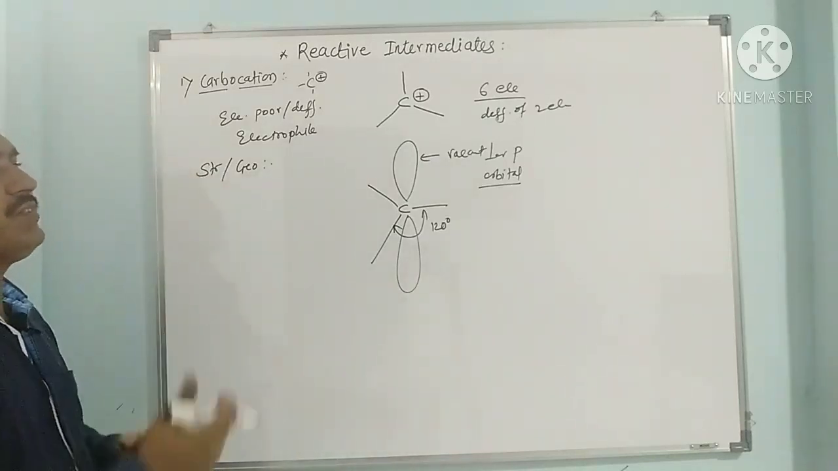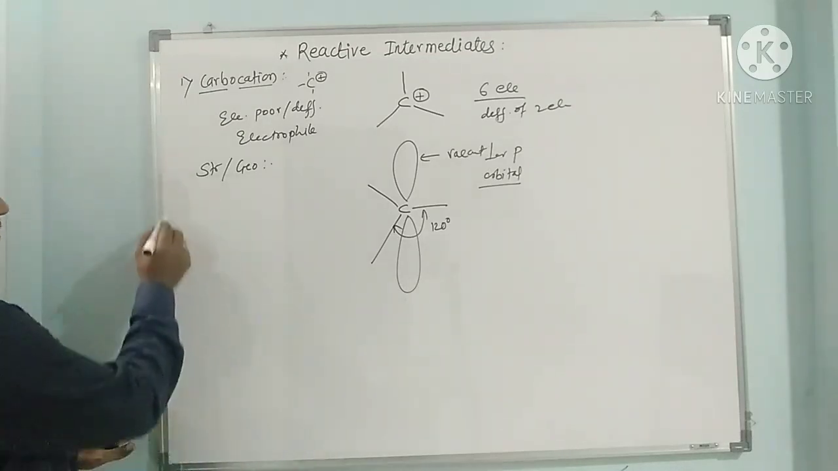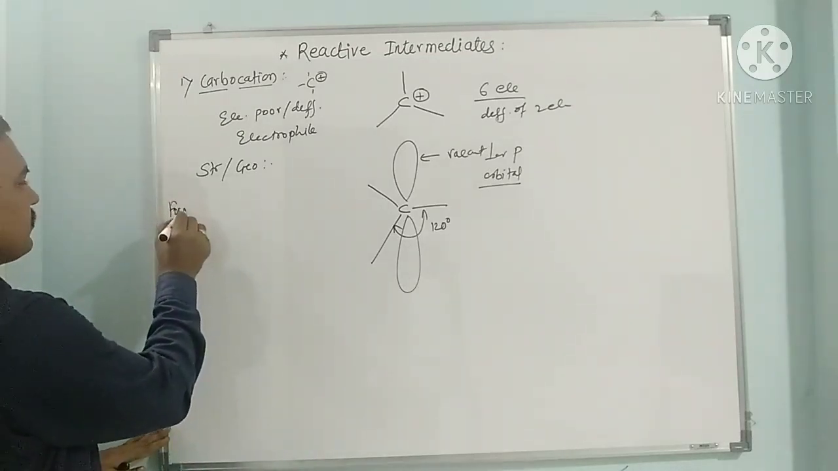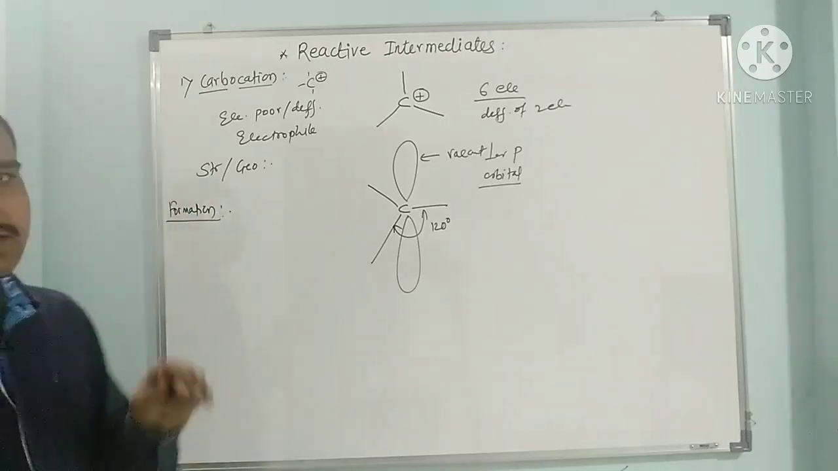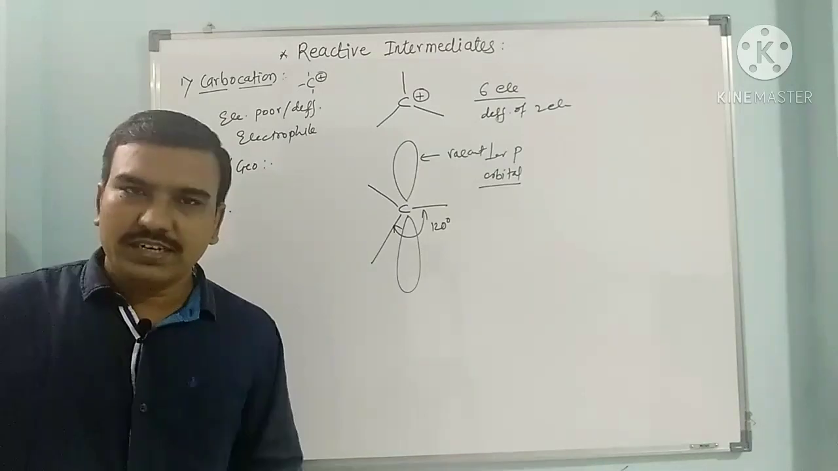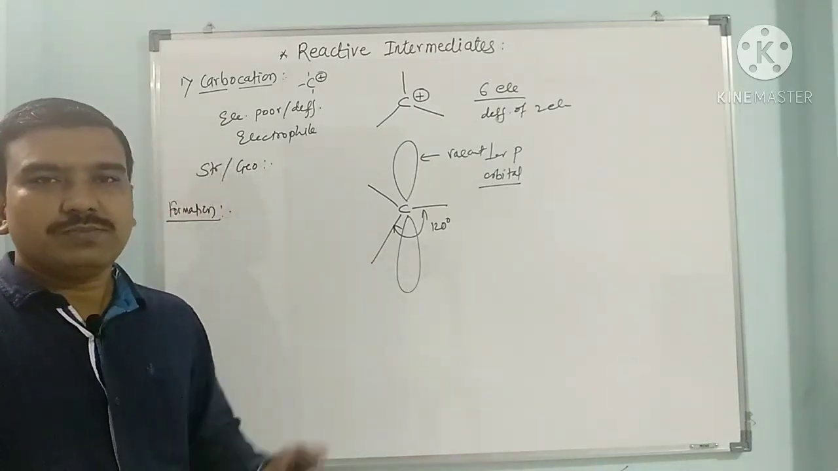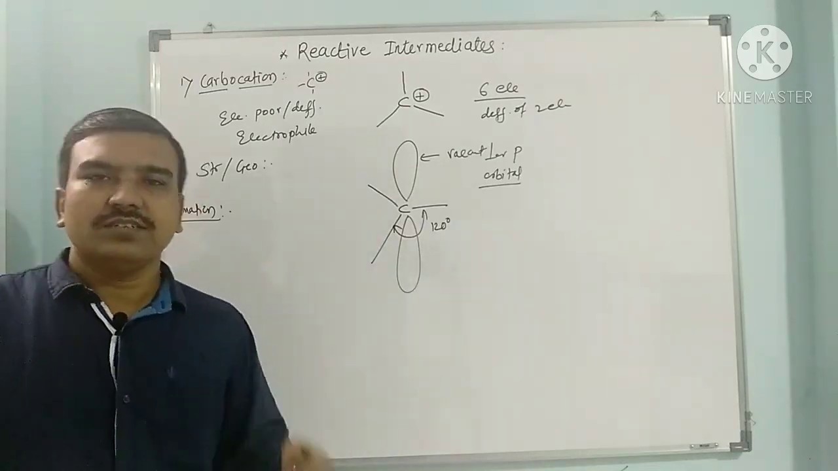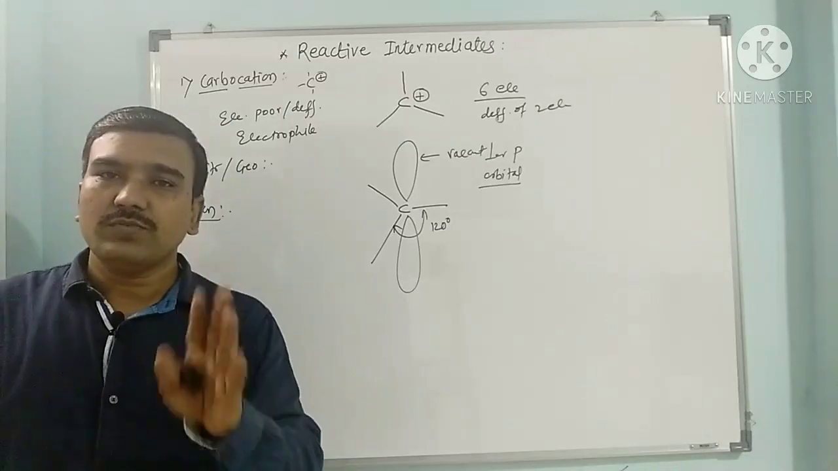Now how does the carbocation form? Carbocation can be formed by using different reactions. So this is the formation of carbocation. Carbocation is formed from alkyl halides. It can be formed from diazonium compounds, that is, primary amines undergo diazotization, and after liberation of N2 it gives carbocation. It can be formed from the dehydration of alcohol.